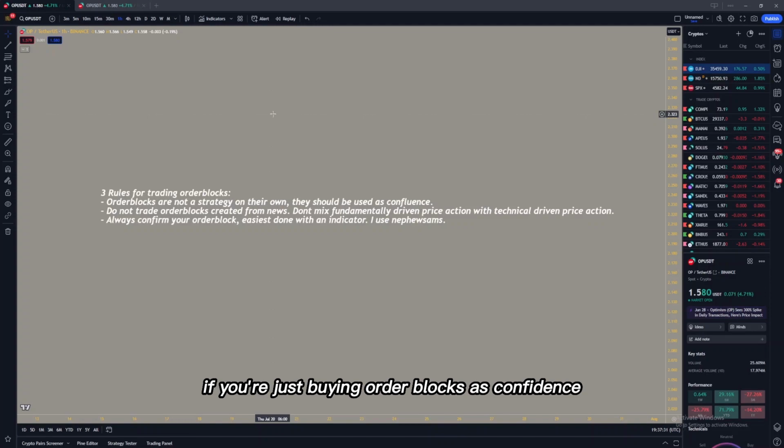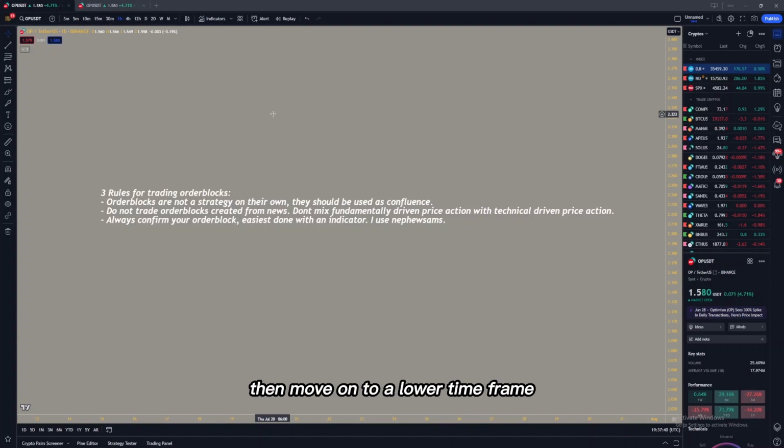If you're just spotting order blocks as confluence, what you want to do is find the order block, wait for the order block to get mitigated on a higher time frame, then move on to a lower time frame and find some sort of change of character that would indicate a larger move down or up. And then you want to wait for a candle close below that change of character, and that's when you can start to enter your trade.